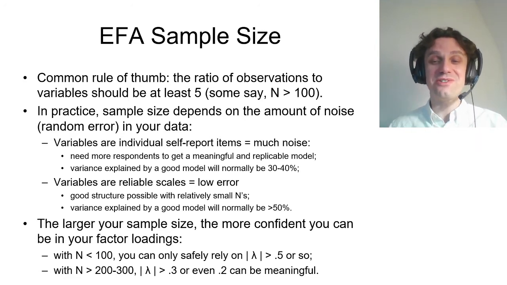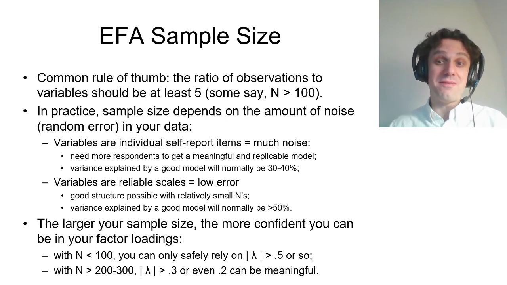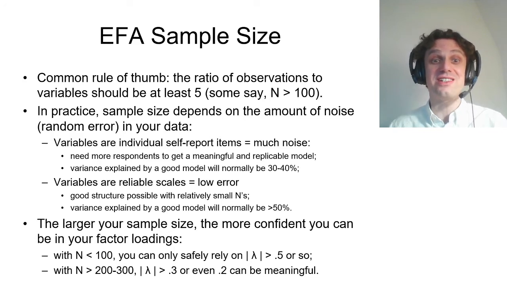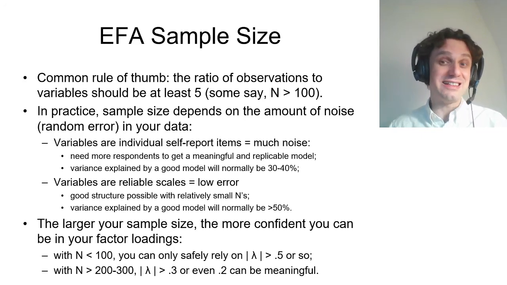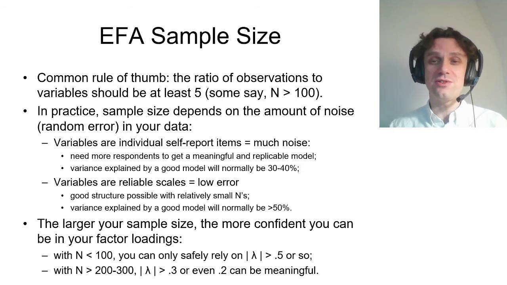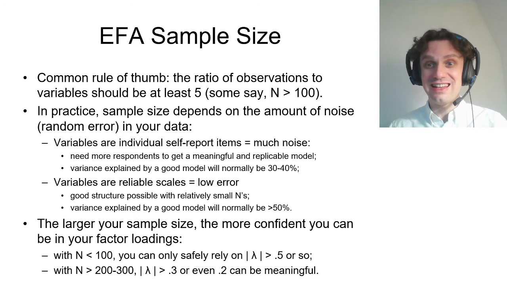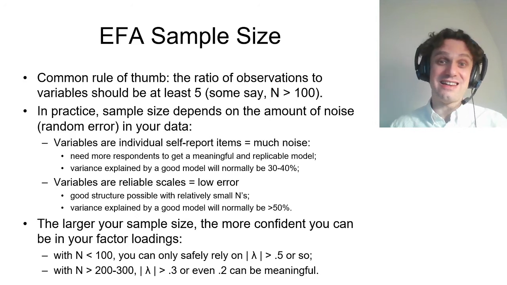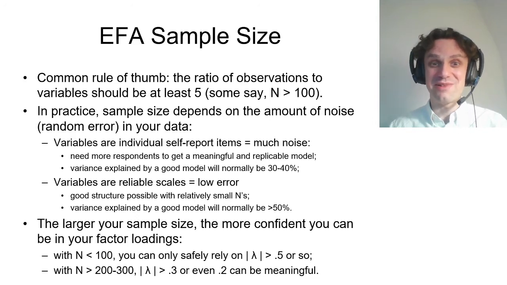Another very painful issue that is associated with exploratory factor analysis is the issue of sample size. How many participants do I need in my study for my questionnaire in order to be able to factor analyze it? And some textbooks provide some kind of rules of thumb. For example, that the ratio of observations to variables should be at least 5. Or some authors say at least 10. And still other authors say at least 100 people in your sample.